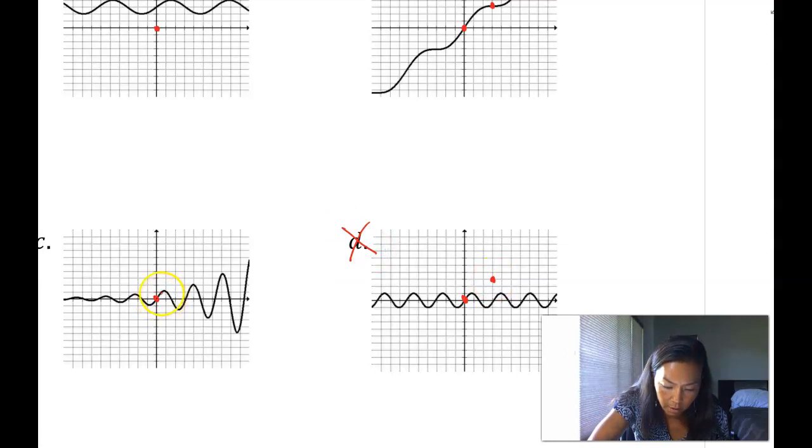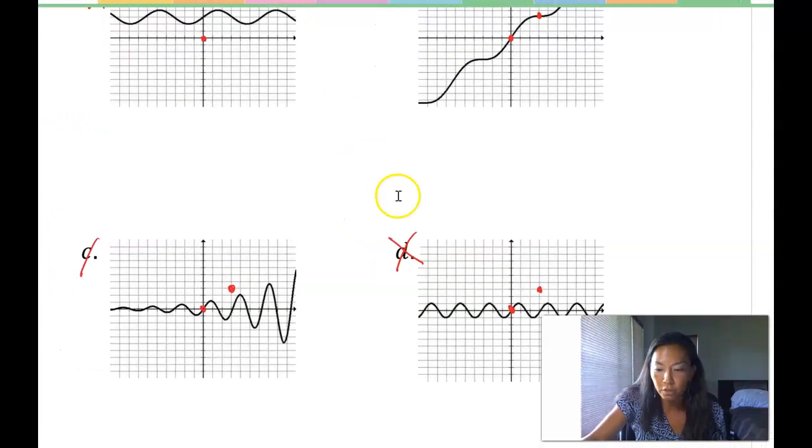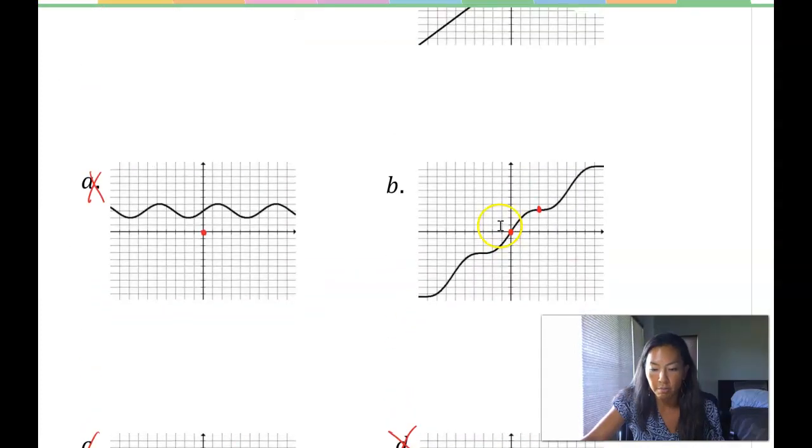And how about C? 1, 2, 3, 1, 2, 3. That C is also not there. So what do we want to say for C and D? Let's just be sure that it is B.